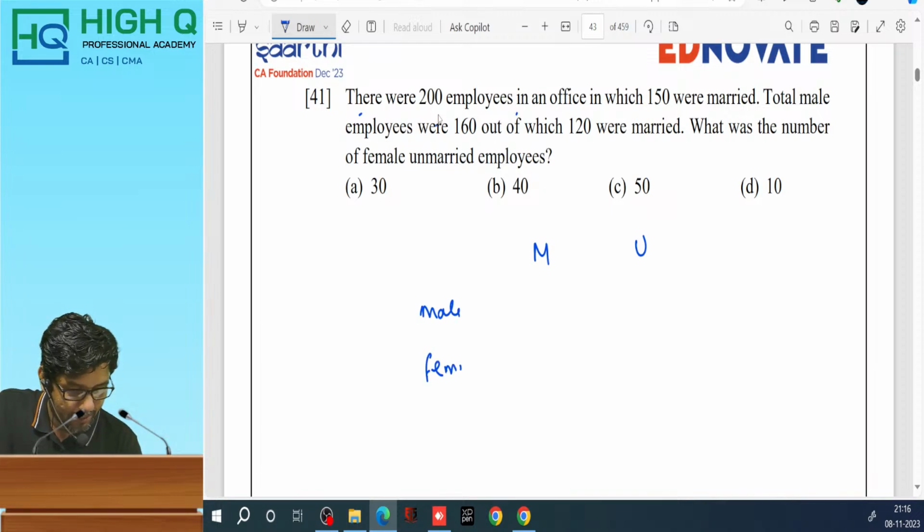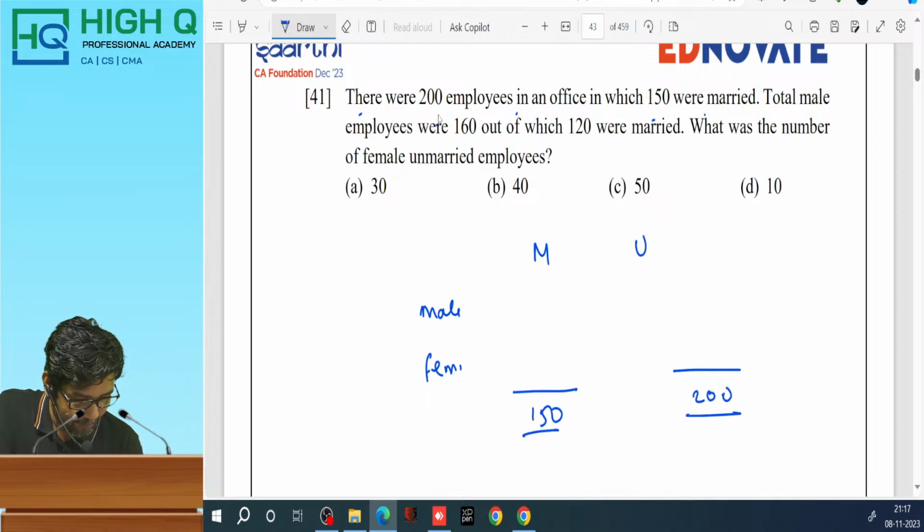There are 200 employees in the office. Total how many? 200. 150 were married. Okay, 150 were married. Total male employees 160. Out of 160, 120 married. That means how many of them are unmarried? 40. Now tell me, my dear.